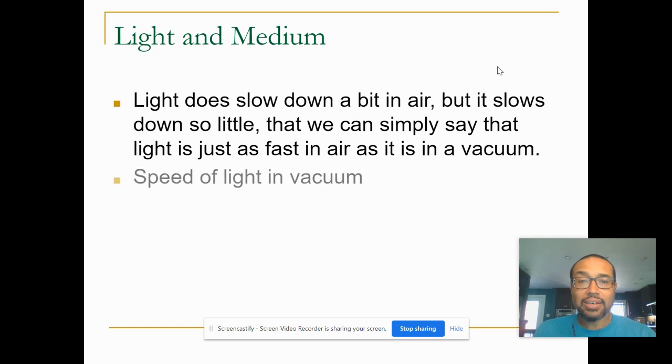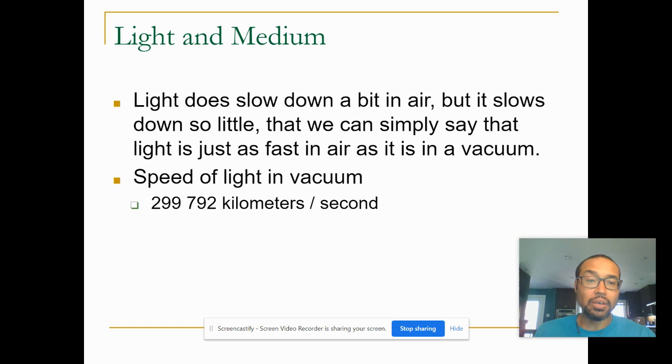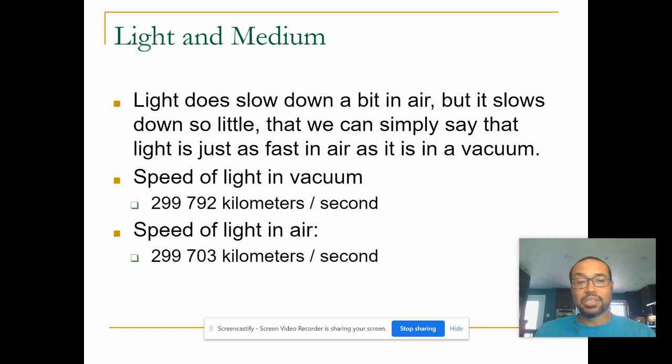And in fact, if you look at the speed of light, I rounded it off for you guys. It's really 299,792 kilometers per second, not 300,000. My apologies for being imprecise. If we look at that speed of light in air, it's pretty similar. 299,703 kilometers per second versus 299,792 kilometers per second. Very, very fast. Either way, you would certainly not be able to notice much of a difference.